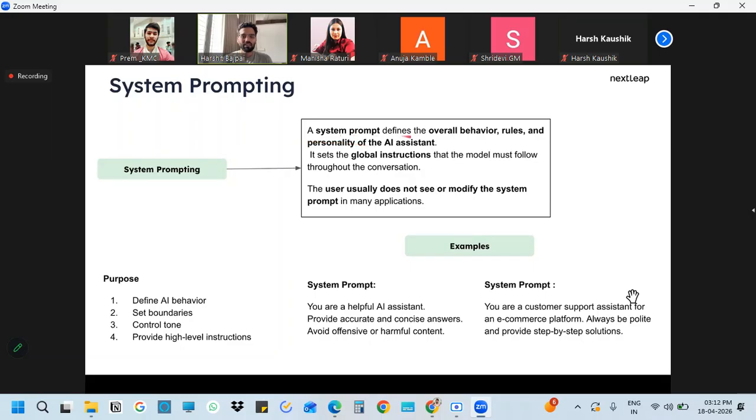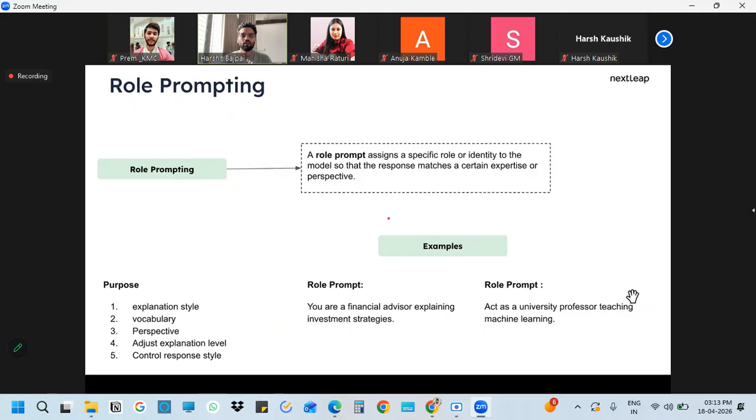A system prompt basically defines the overall behavior, rules, and personality. These three things of the AI assistant are defined. The overall behavior can be helpful. You're a helpful AI assistant, right?